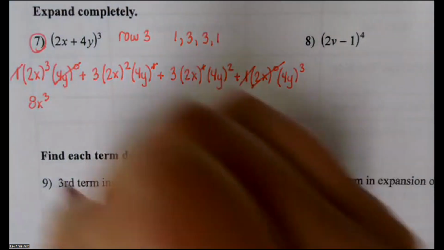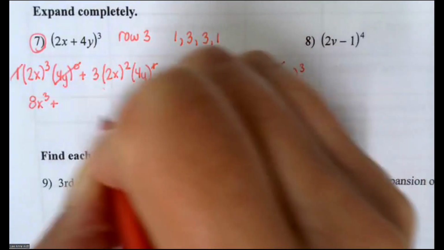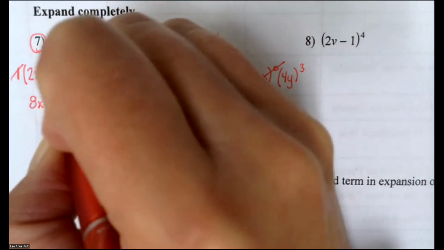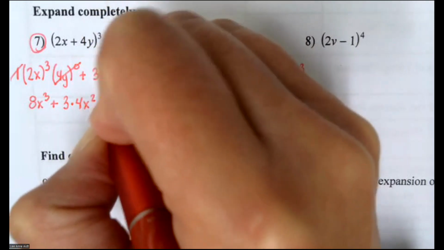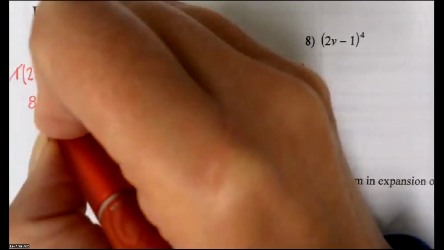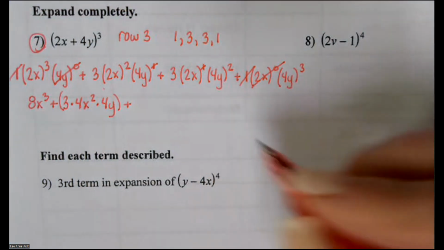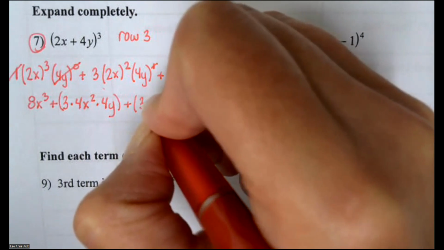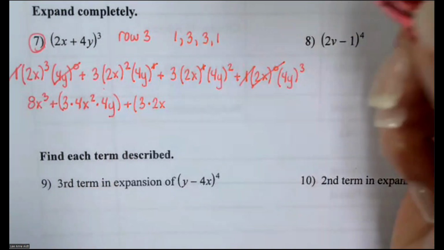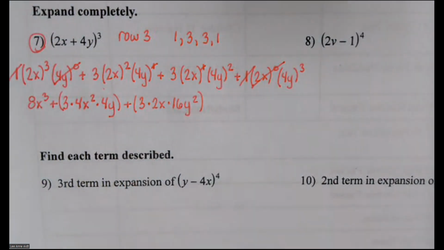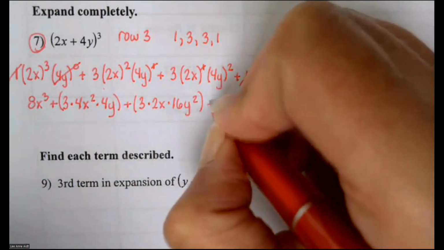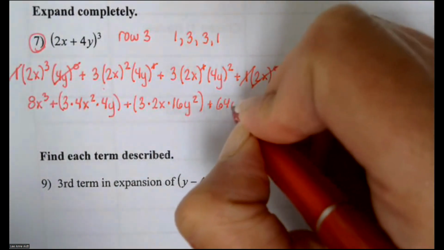2x cubed is 8x cubed. Plus, okay, I'm going to write this 2 times. So 3 times 4x squared times 4y plus 3 times 2x times 16y squared plus 64y cubed.